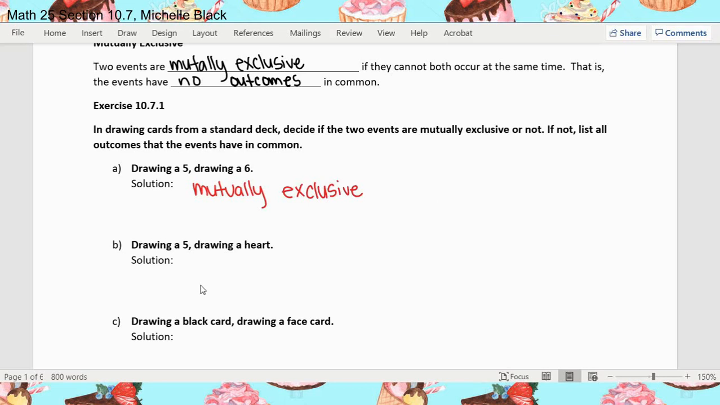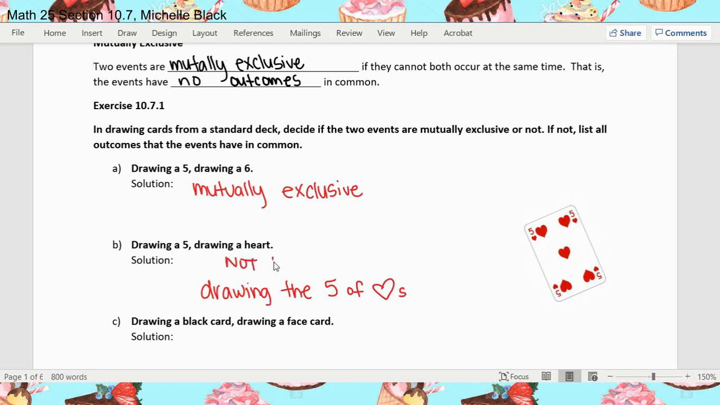Part B, drawing a 5, drawing a heart. Well, I know of a card called the 5 of Hearts. So that means that both of these things can happen at the same time. This is not mutually exclusive. And again, the event that it has in common would be the 5 of Hearts.